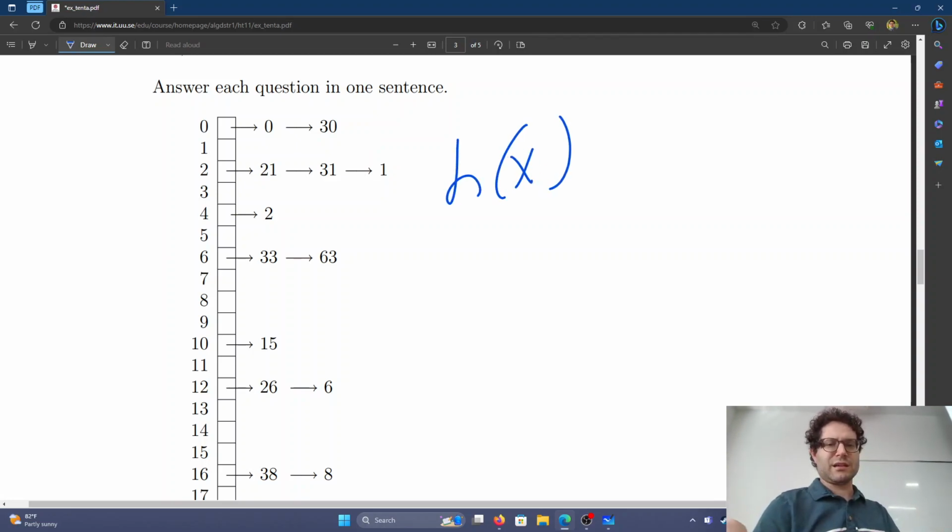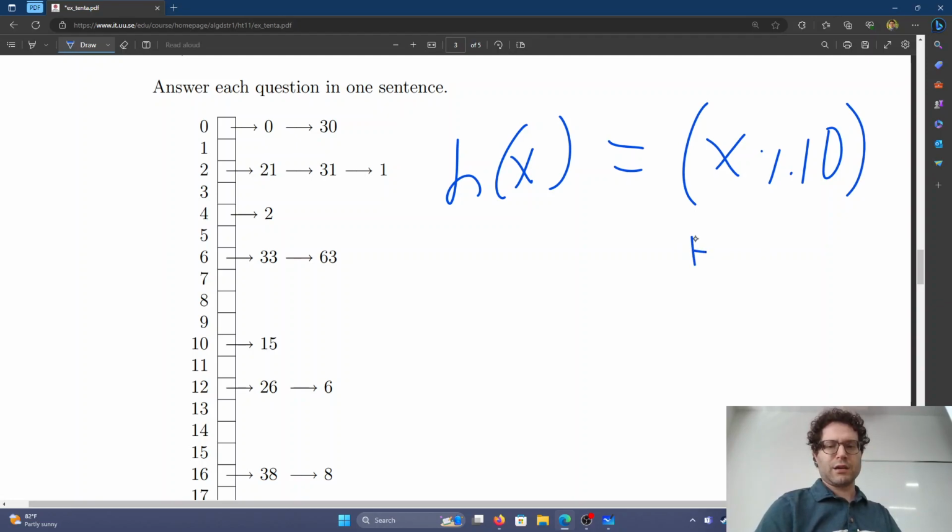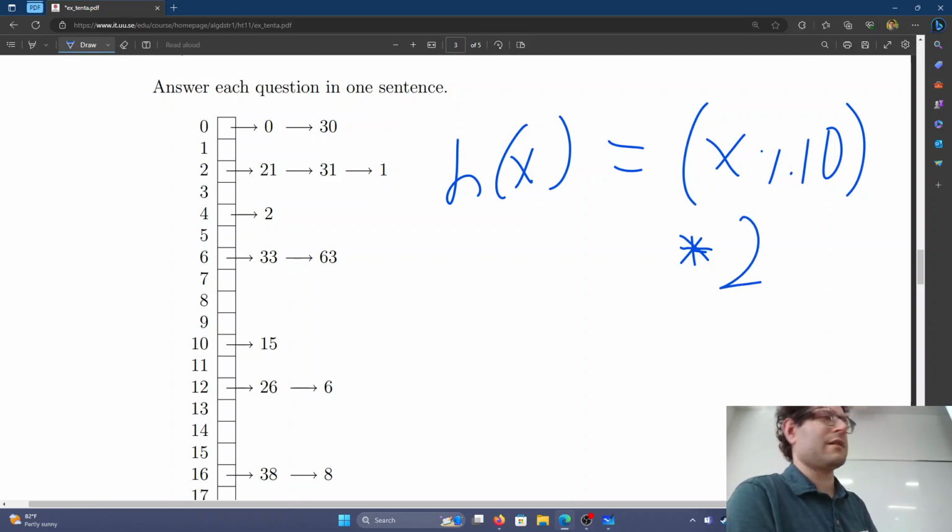So what's a hash function that could arise from this? H of x is equal to x mod 10 to get the ones place, and then times 2, right? That could get everything there. So zeros go to zero, and 21 would get the 1, multiply by 2, and end up there. 31 and 1 would all go into index 2, right?